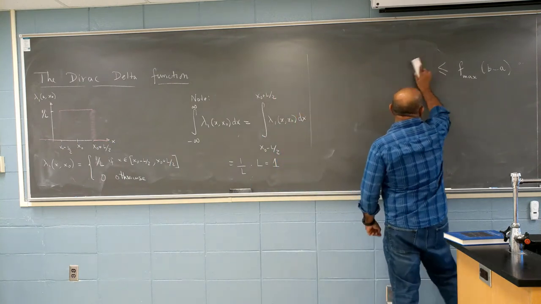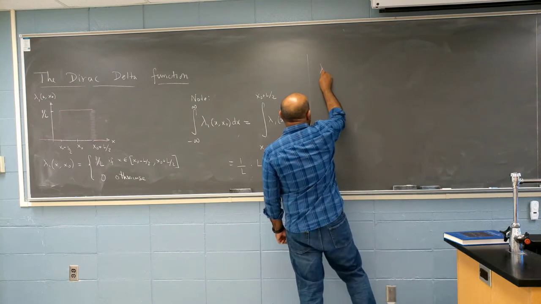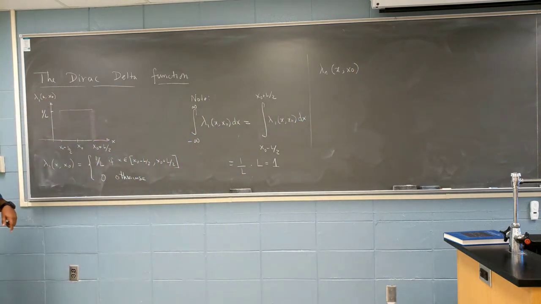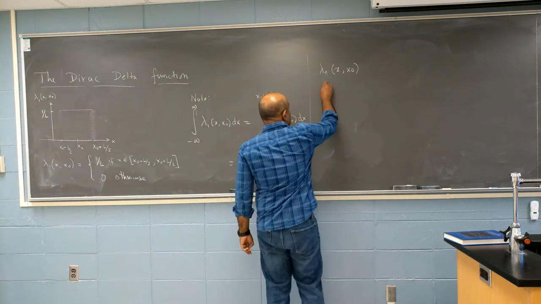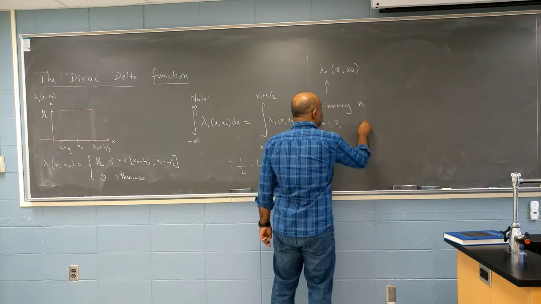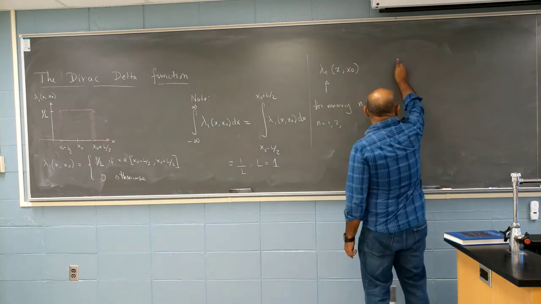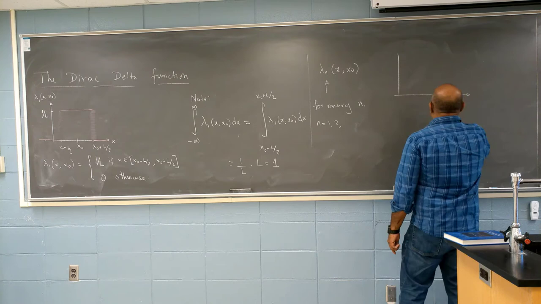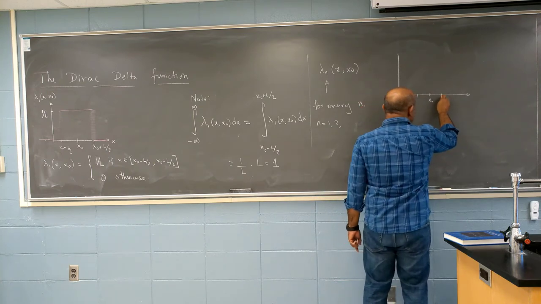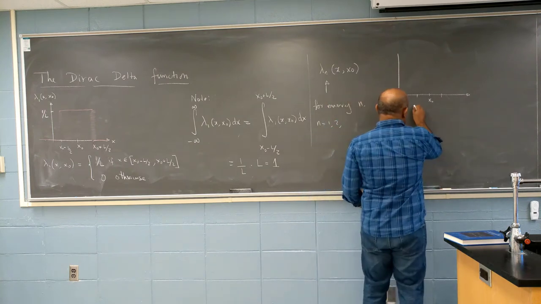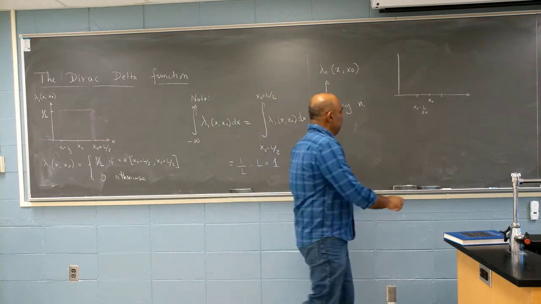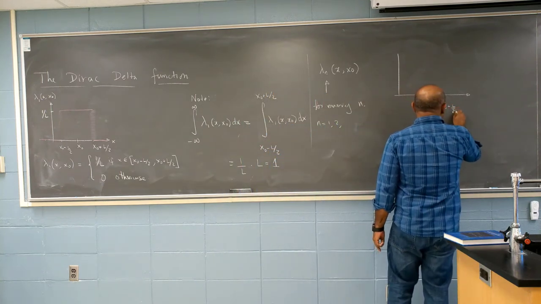And now, I just showed you the very first one. I'm going to define lambda n of x comma x zero. I put lambda 1 over here. This is for every n, so n equals 1 to infinitely many. So what's the graph and how do I write it down? So again, I have my x0, but I'm going to make my width narrower. And I'm going to call this x0 minus L over 2n, and x0 plus L over 2n.